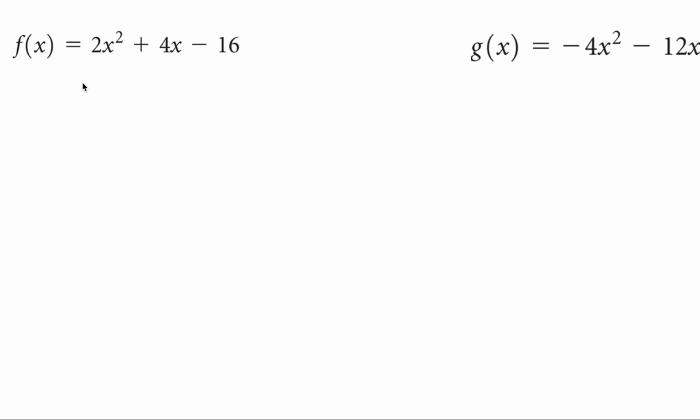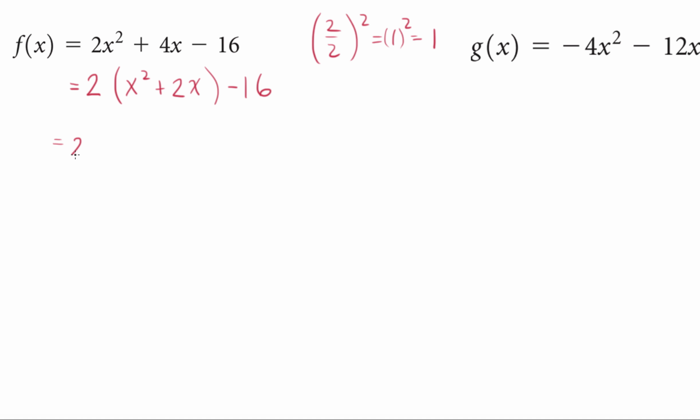The first thing you want to do is to complete the square. Now notice that a is 2, therefore we factor it out. If we factor 2 from 4, we get 2x, minus 16. Now we do b over 2 squared. So 2 over 2 squared is 1 squared, which is 1. So you're left with 2(x squared plus 2x plus 1) minus 1 minus 16.